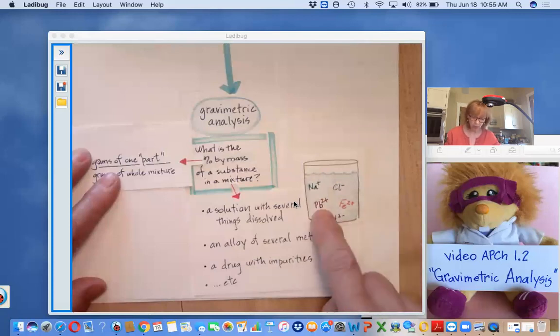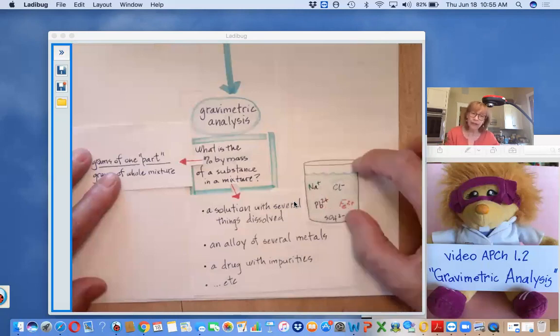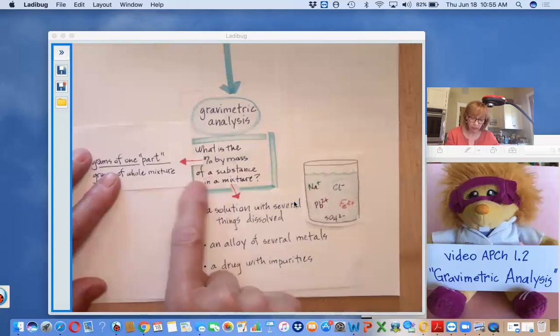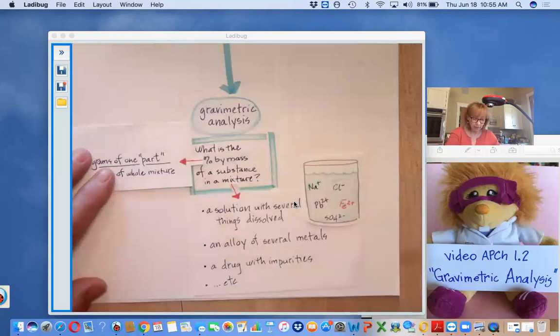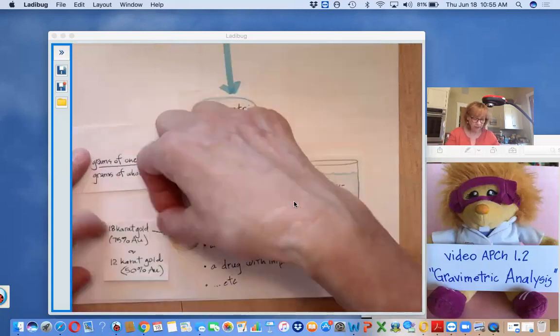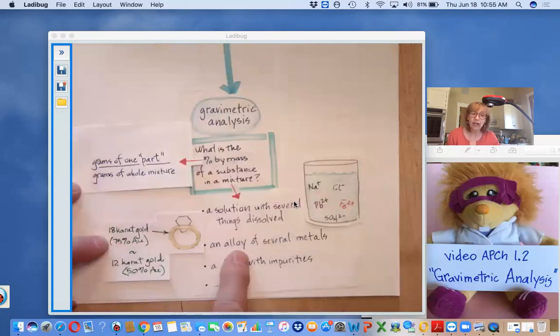So let's suppose that you took a sample of water from the Animas River and you wanted to know the percentage of lead ions in the river. Well, that would be an example of a gravimetric analysis problem. You would have to find a way to separate out the lead and then compare its mass to the mass of the whole mixture. Another type of gravimetric analysis might have you looking at a mixture known as an alloy.